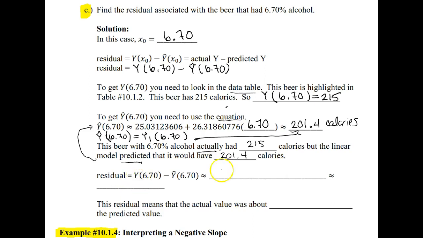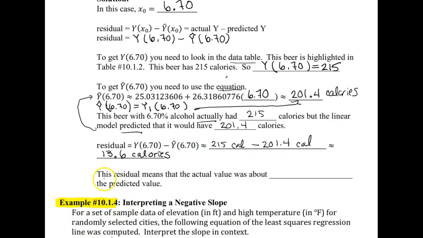So the actual value of y was 215 calories minus the predicted value, which was roughly 201.4 calories. If we subtract those, we get a difference of 13.6 calories. I'm going to put a plus here just to emphasize that it's a positive difference. So this residual means that the actual value was about 13.6 calories above, or more than, the predicted value.